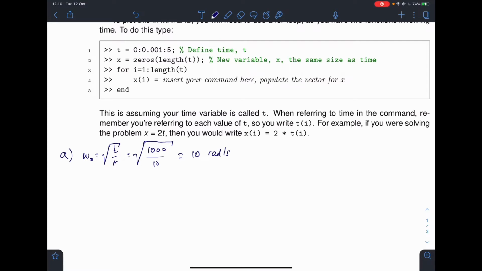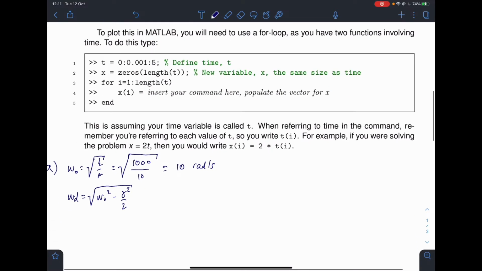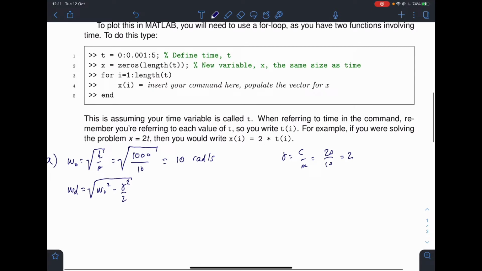And then the equation for omega d was given: omega d equals root of omega naught squared minus gamma squared upon 4. That's in the equation up here. Now gamma is c upon m, so it's 20 divided by 10, which is 2. So in this equation, omega naught squared is 100 minus 2 squared upon 4.